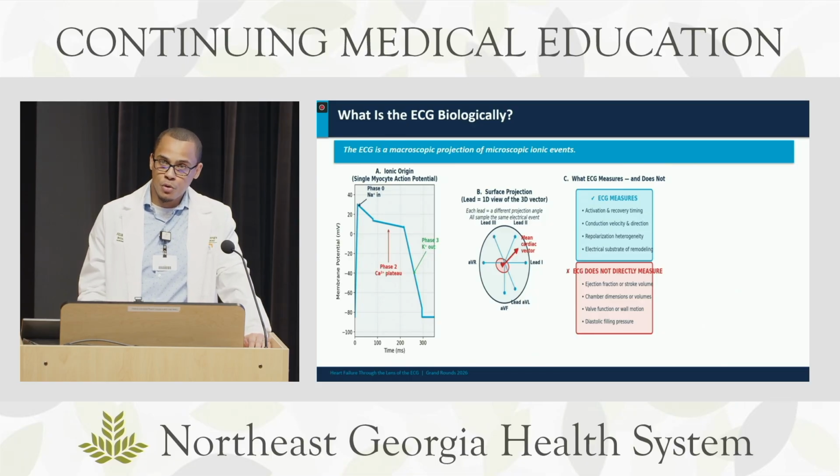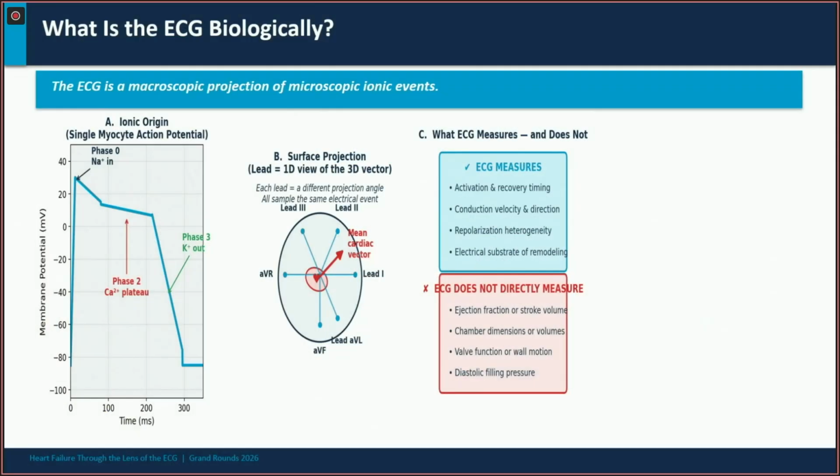Why I think EKGs are a great tool for this purpose is because EKGs are a projection of microscopic events. For instance, these myocytes are the ones generating these action potentials, and they are summated, and this projection gets read on your skin by the leads. Now, we have 12 different leads, but with those 12 leads, we're looking at the same signal, just from different angles. So pretty much EKG can tell us about those electrical consequences of heart failure.